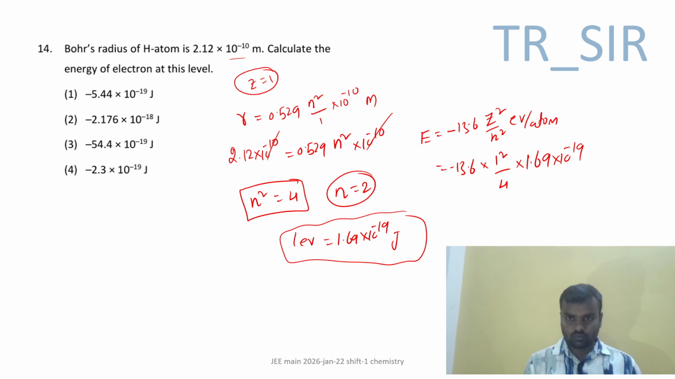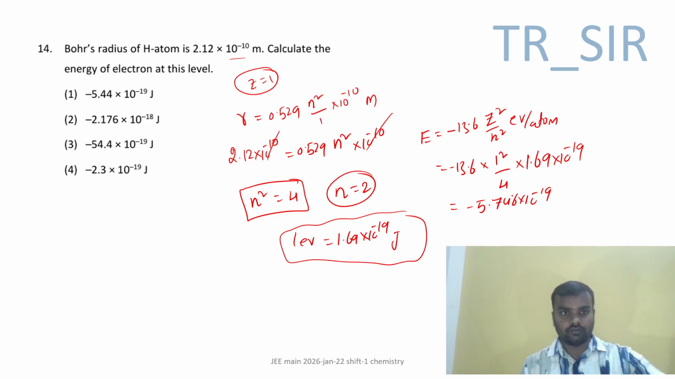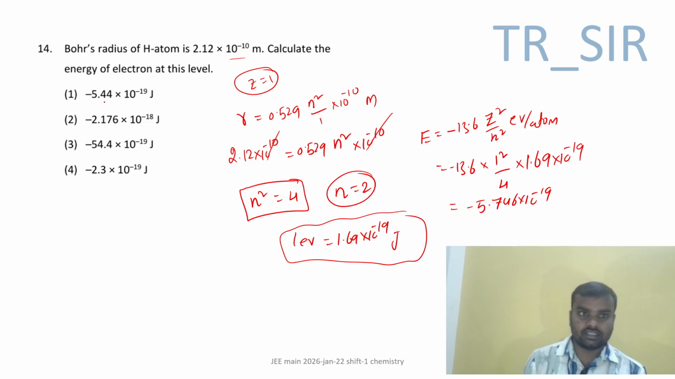1.69 into 13.6, by 4. So you are getting minus 5.746 into 10 power of minus 19. Do we have that option? We have that option, A is the right answer. Hence the nearest answer is option A.